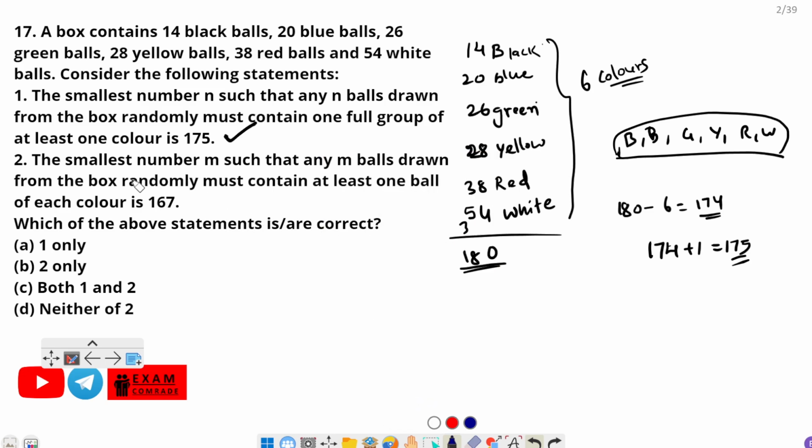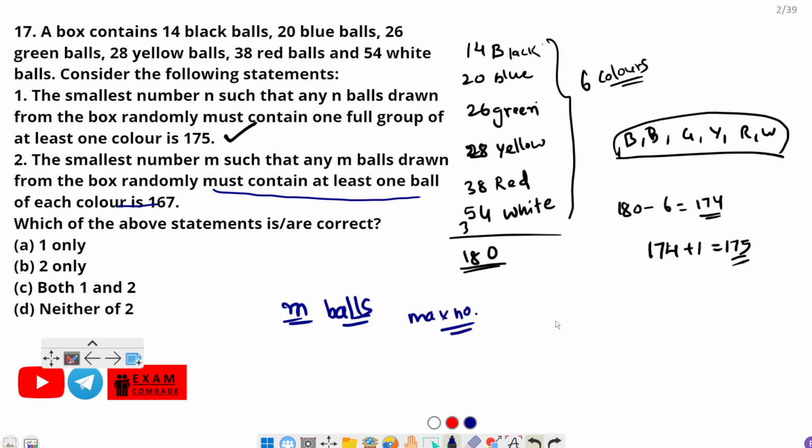Okay, what is the second statement? The smallest number m such that any m balls drawn from the box randomly must contain at least one ball of each color is 167. So what he is saying is, if he is picking some m number of balls, it must contain at least one ball of each color. So he has to have every color, so he is asking the maximum number.